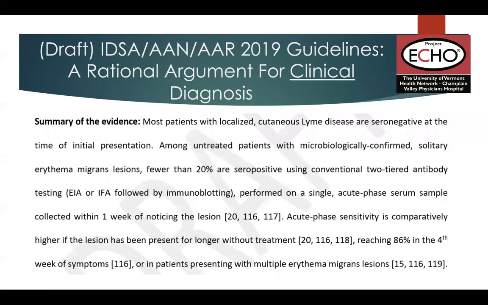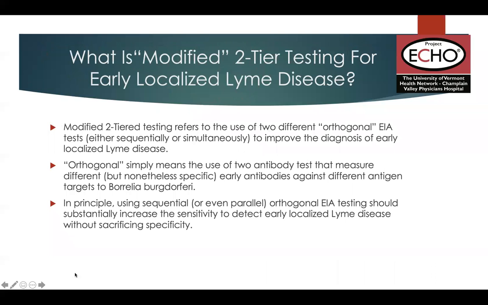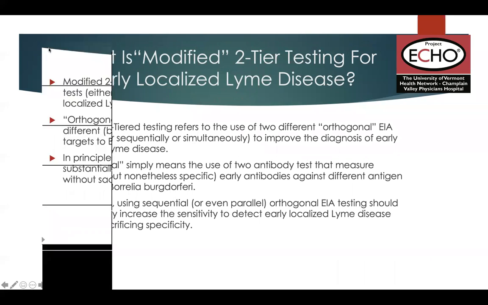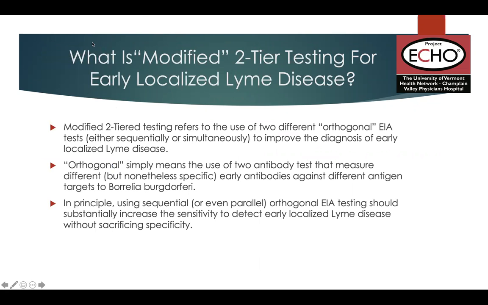Now, if you get out to 4 or 5 weeks there and you get presenting with multiple lesions, then you're in second stage Lyme, and it's going to be positive. But that's not what we're talking about here. We're talking about early localized disease. Everybody with me? I hope. We'll do a quick check in here. Everybody looks good. Okay.